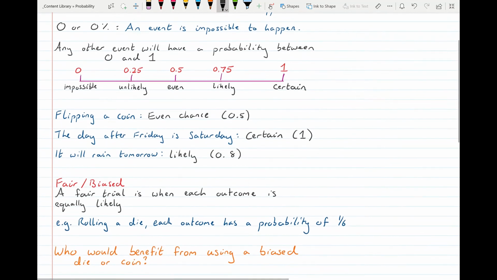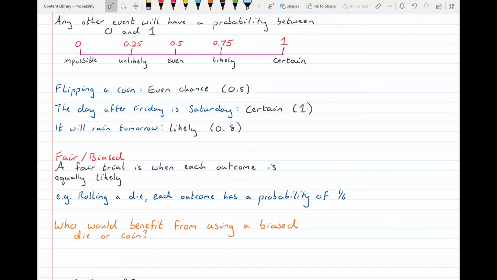If we talk about fair and biased then, a fair trial is when each outcome is equally likely. So like on rolling a dice, it's equal chance. So you're just as likely to roll a 1 as a 2, as a 3, a 4, a 5 or 6. You can get any of them. They're all equal chance. Or flipping a coin is equal chance because you're either going to get heads or you're going to get tails. And you're just as likely to get either one.